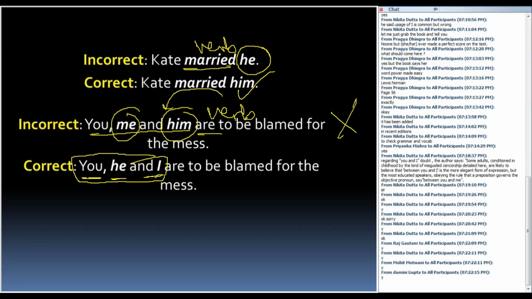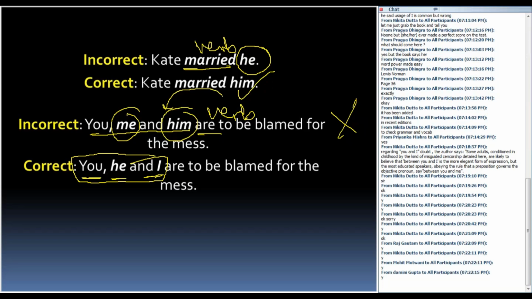What is the order? Should I say you, he, and I? Should I say I, he, and you? Should I say he, you, and I? When we are talking about three different people, and you are one of them, what should be the order? Many people have that question.